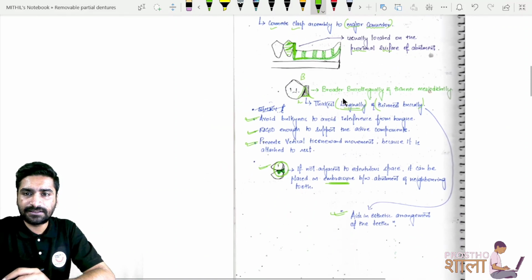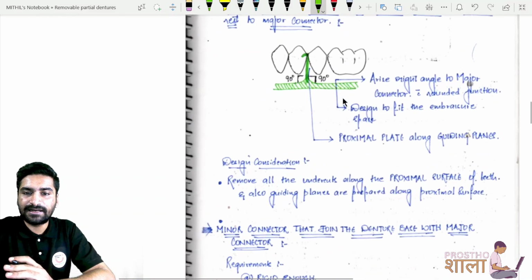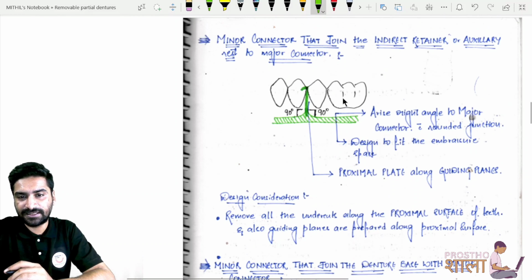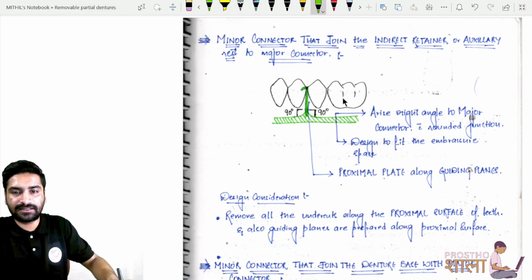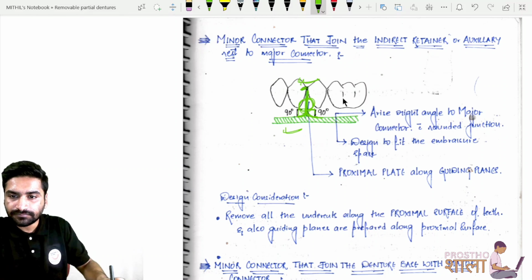So these were the first type of minor connector, which connects the clasp with the major connector. Second, it connects the rest with the major connector, or the indirect retainer with the major connector. Suppose you have given this indirect retainer on the distal triangular fossa of the premolar 1, right, and there is a thin metal extension going downward connecting to your major connector. It should cross at 90 degrees, first thing. Secondly, this connection is called the second type of minor connector, where this minor connector over here is connecting your indirect retainer with the major connector.